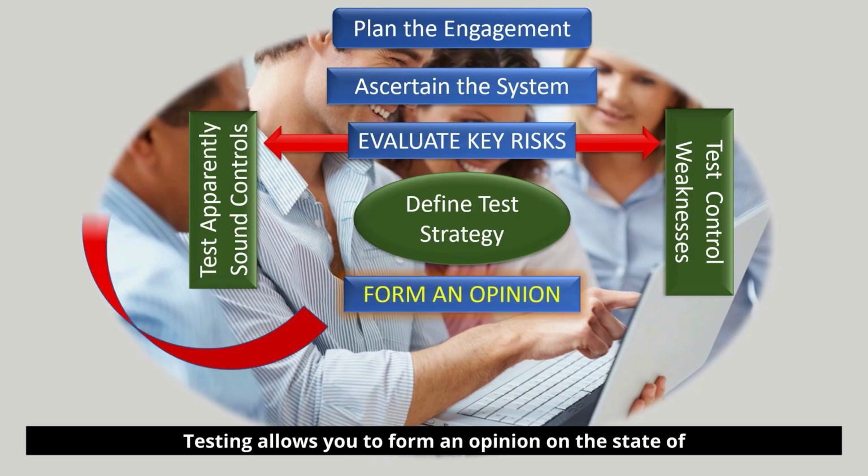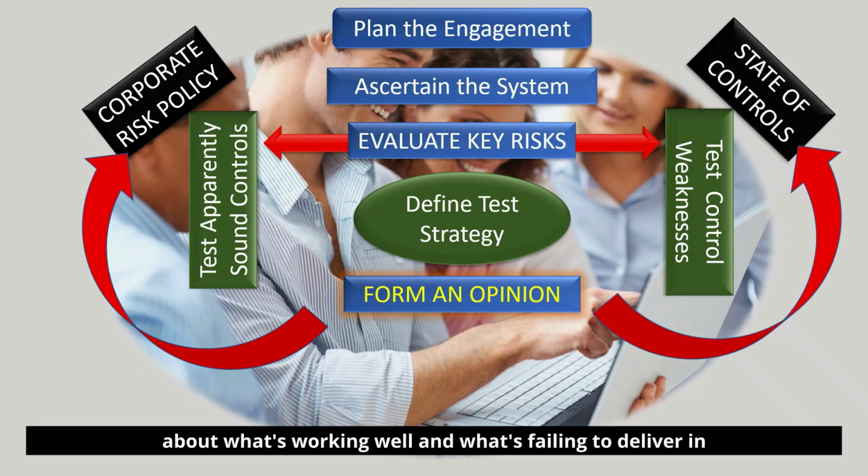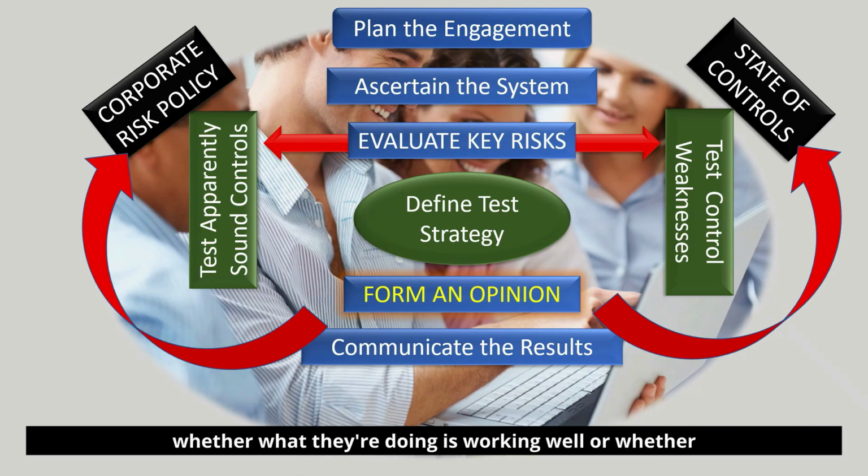Testing allows you to form an opinion on the state of controls as evidence is gathered about what's working well and what's failing to deliver in terms of managing known risks. The audit opinion will tend to focus on two things: whether the risk policy is being properly applied within the agreed risk appetite, and whether controls are working well and being properly observed. Communicate the results covers all efforts to convey to management whether what they're doing is working well or whether there's a need to improve things.